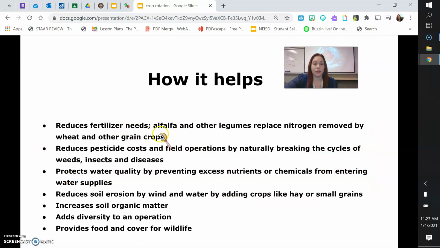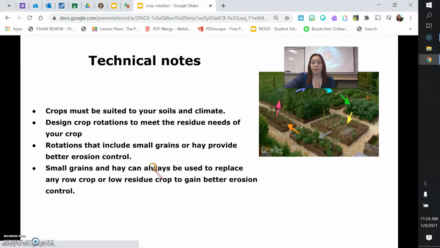So how it helps: reduces fertilizer needs, reduces pesticides, protects our water quality, reduces erosion, increases the organic matter in our soil, and it adds diversity, which is very important, biodiversity. Then it also provides food and cover for wildlife.